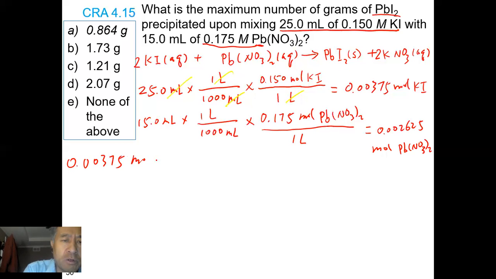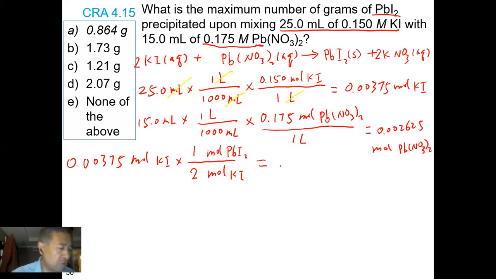So we have 0.00375 mole KI. If we use the coefficient ratio from the equation, we want to cancel out the moles of KI and then see what the ratio is for the product, which is PbI2. You see the coefficient of KI is 2, and the coefficient of PbI2 is 1. So therefore, we get the moles of PbI2 from the KI will be 0.001875 moles of PbI2.